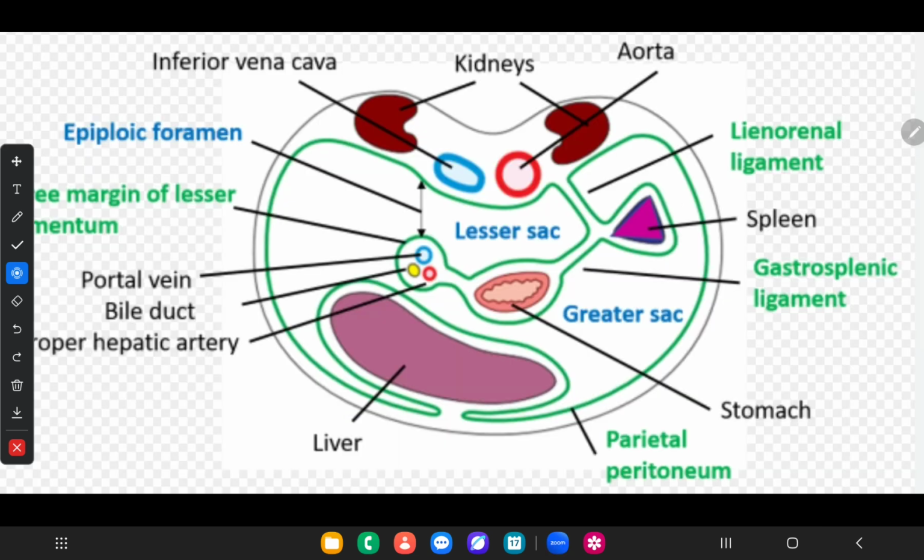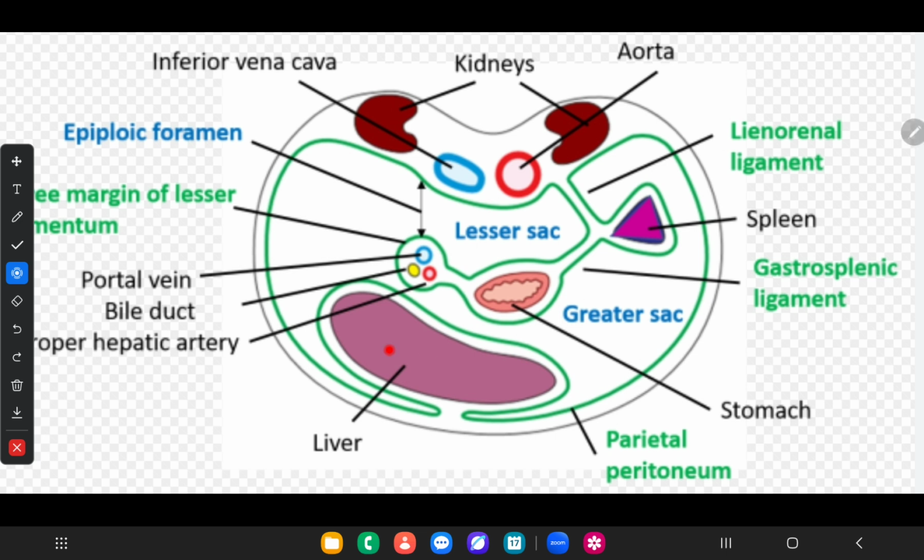Next, we will see another important thing, that is the window which we open into the lesser sac. When we are in the greater sac, and then we open into the lesser sac, that is like a window. We have to know about the boundaries of the epiploic foramen. Here, this is a cross section or the transverse section at the level of epiploic foramen. That means at the level of 12th vertebrae.